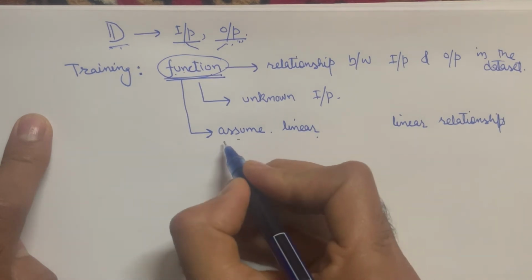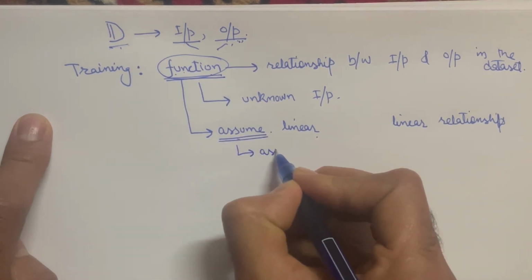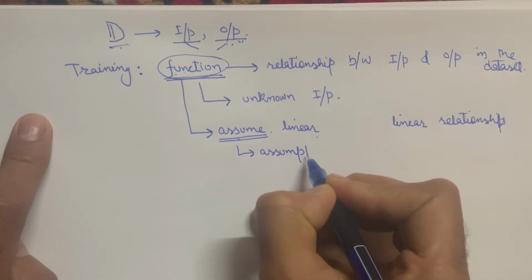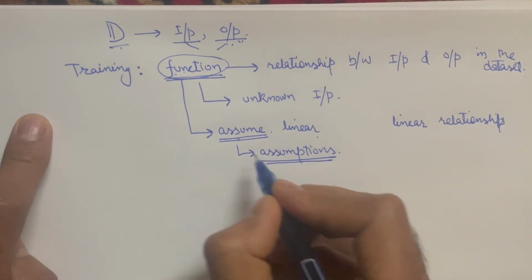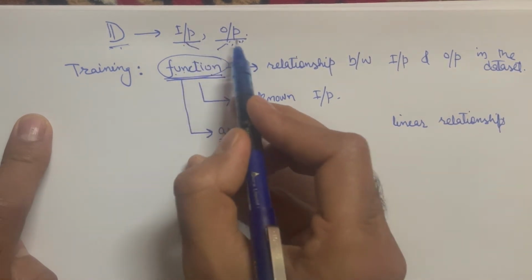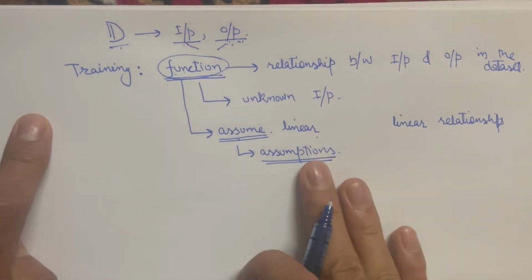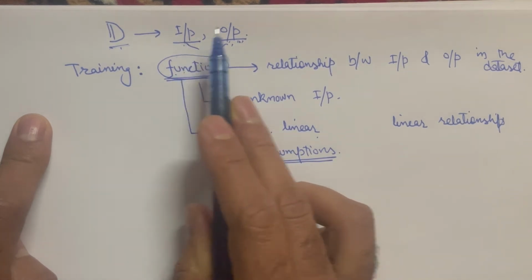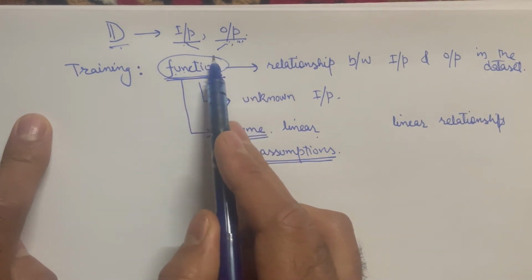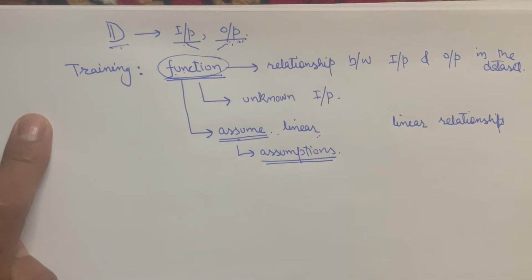Okay, so in data science, or in machine learning, you always have to make some assumptions. But those assumptions should be very related to the relationship between the input and output. You cannot make any random assumption. It should be a valid assumption. So we assume, let's say, it is a linear relationship between input and output. So that means the function that we are trying to find will be a linear function.